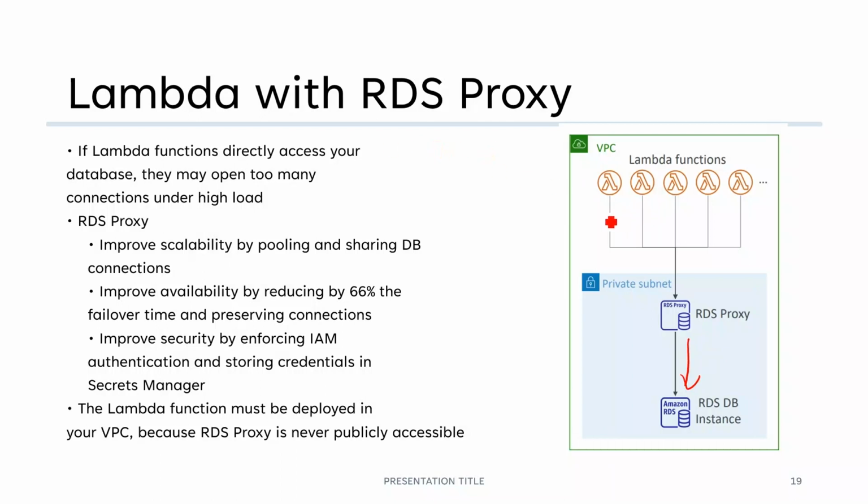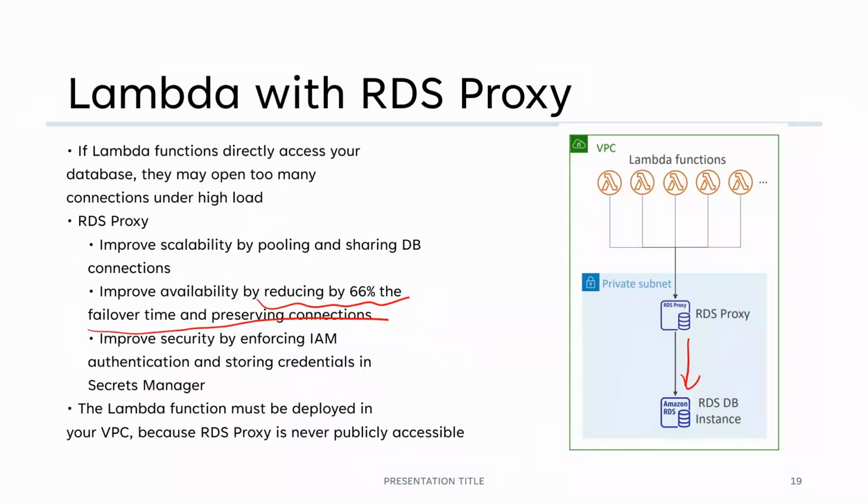For example, you have a ton of Lambda functions, say 200 Lambda functions accessing this RDS instance, right? So you can create an RDS proxy, and basically the Lambda functions will go through that RDS proxy to your RDS DB instance. That's what it means. So it can improve availability by reducing failover time by 66% and preserving connections. That's what I told you, right?